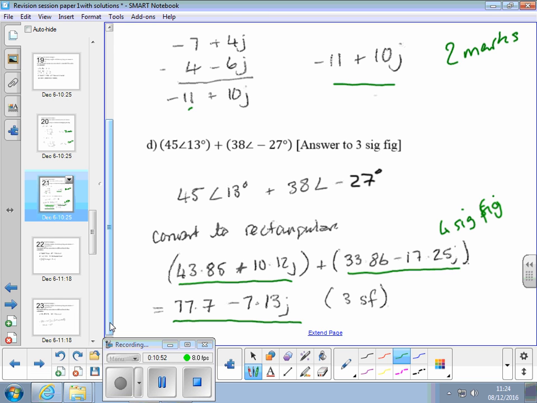Okay, so you're likely to get something for that if you've done it right, but not all of it. No more than half the marks if you've used degrees instead of radians, or radians instead of degrees. All right.